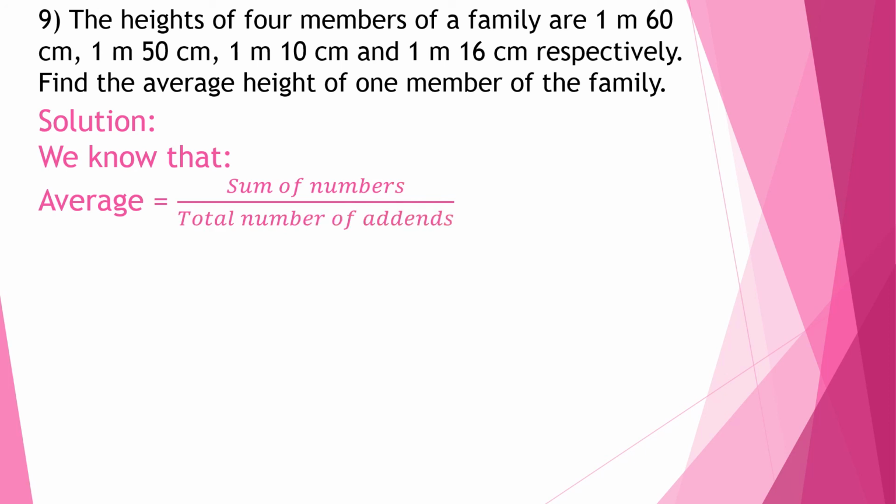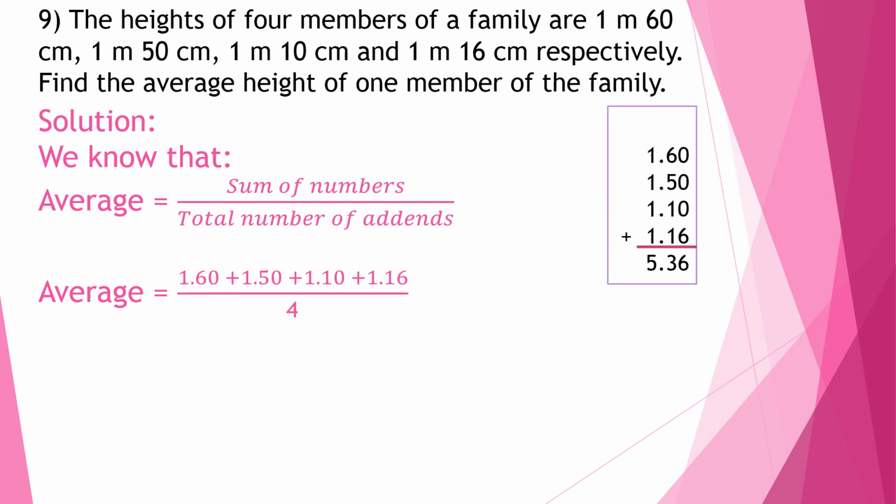First, write the sum of the heights. In place of 1 meter 60 centimeter, we have to write 1.60, because if we convert 1 meter 60 centimeter into decimal, we get 1.60. So write 1.60 plus 1.50 plus 1.10 plus 1.16 and divide by the total number of family members, which is 4.